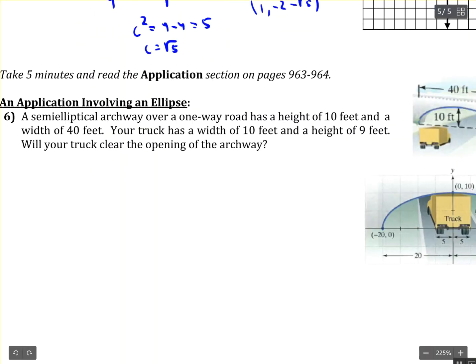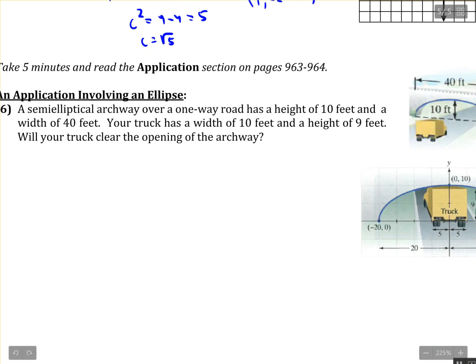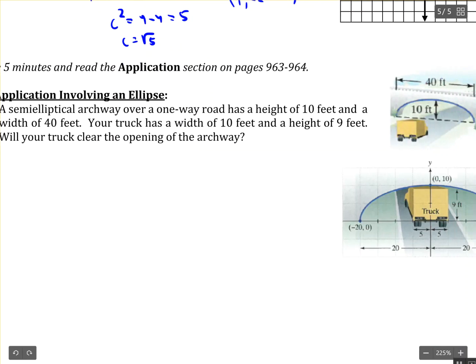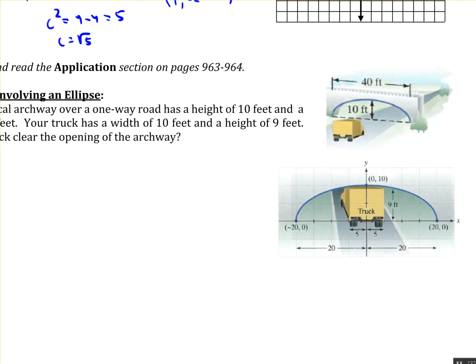All right, so a semi-elliptical archway, so semi-elliptical just means half an ellipse, over a one-way road has a height of 10 feet and a width of 40 feet. Your truck has a width of 10 feet and a height of 9 feet. Will your truck clear the opening of the archway? All right, so let's take a look. Let's find out the equation of this ellipse.